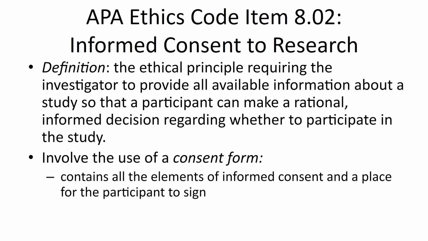APA Ethics Code Item 8.2 refers to that informed consent. So it's specifically about informed consent to research. This is the ethical principle requiring the investigator provide all available information about a study so that the participant can make a rational, informed decision regarding whether to participate in that study. And this typically involves the use of a consent form, which contains all the elements that a participant would need to be aware of in order to make an informed decision.